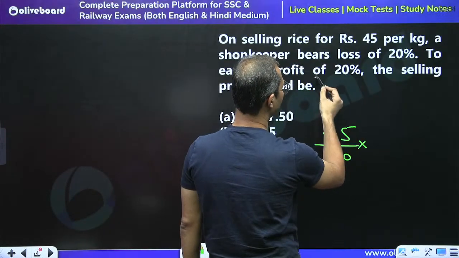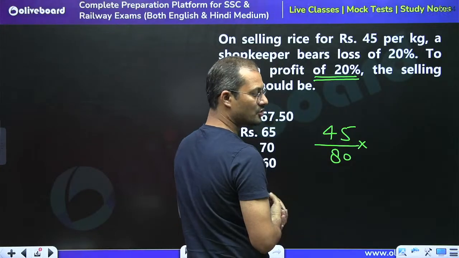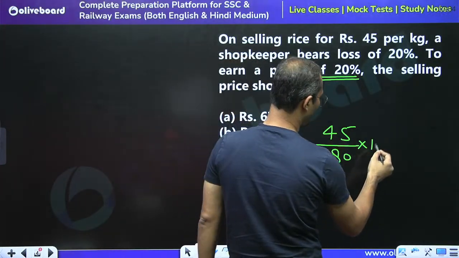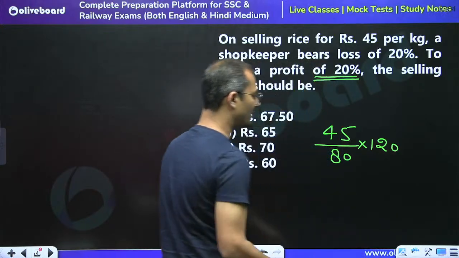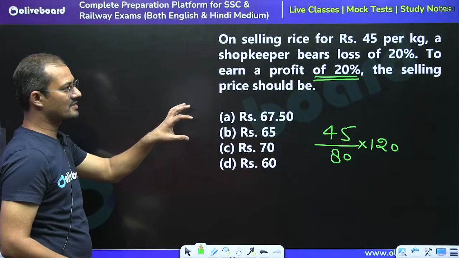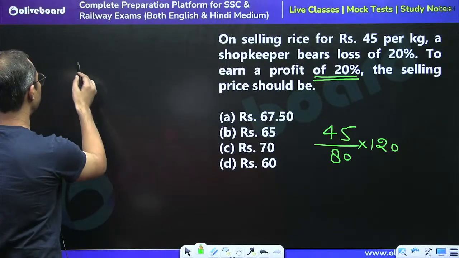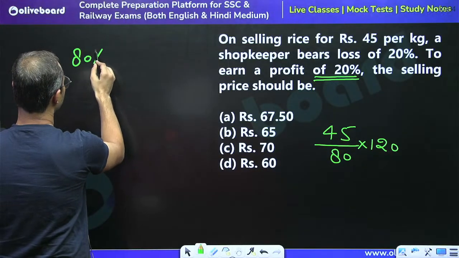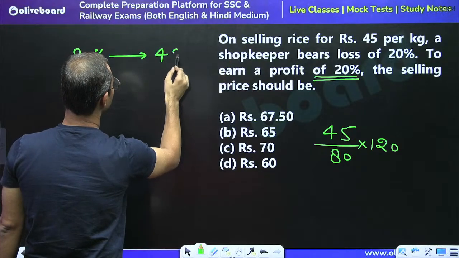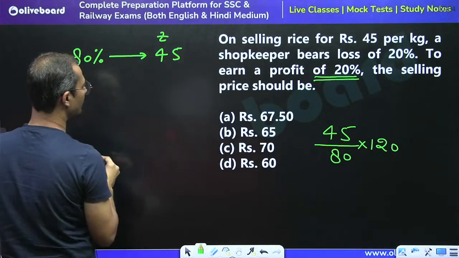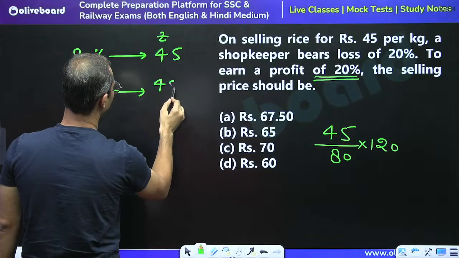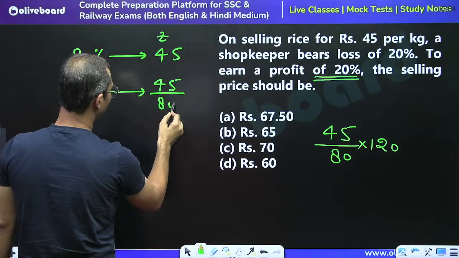Now we have to calculate the selling price at 20% profit. The 20% profit selling price would be 120%. See how we are doing this. A shopkeeper is selling at 20% loss, which means he is charging 80%. Actually, he is charging 45 rupees. So 80% is equal to 45. What is the value for 1%? It is equal to 45 divided by 80.